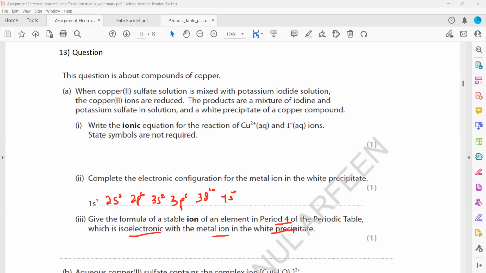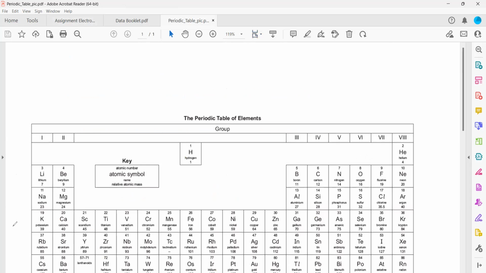So basically copper plus 1 ion is having 28 electrons. So which ion in period 4? First we check that this is period 1, period 2, period 3, and this is period 4. So we want 29 electrons, 28 electrons. So copper plus 1 is 28 electrons. So we want to check which will have 28 electrons.